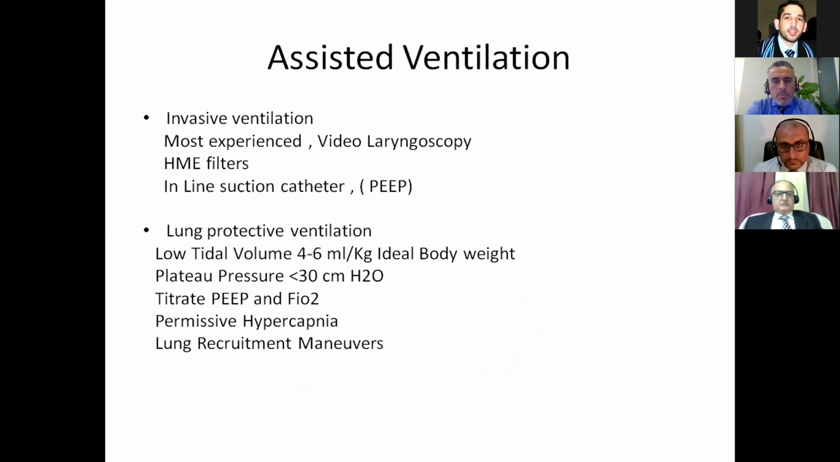Invasive ventilation, the most important thing is when the patient is being intubated, the minimum number of people required to be inside the room is 3. Always use the most experienced of the anesthetists or airway people who can intubate. Always use a video laryngoscope. And always make sure that the inspiratory and expiratory limbs have got HME filters.